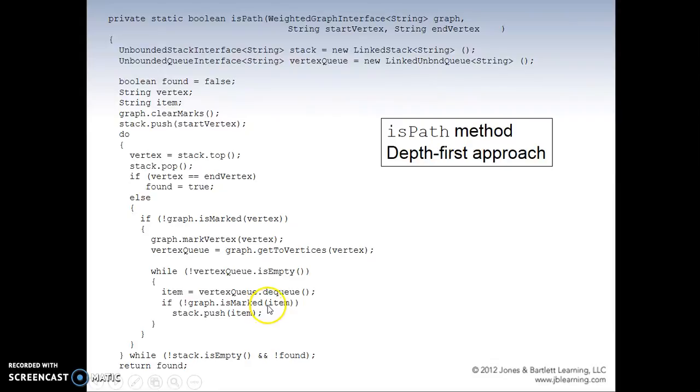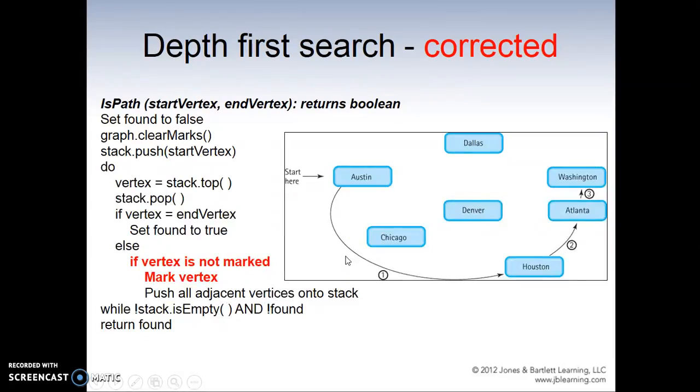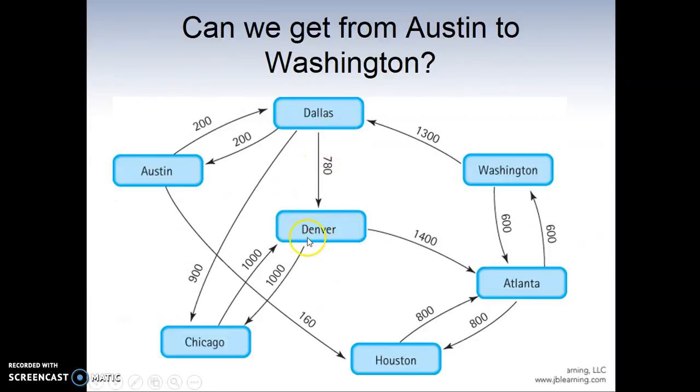So we check whether Dallas is marked. If it's not marked, then we push Dallas onto the stack. So Dallas is now in the stack. Go back to the top. Vertex is now Dallas. We pop Dallas out. Does vertex equal end vertex? No, Dallas is not equal to Washington. We do the else again. We check if we already marked Dallas. No, we didn't, so we mark it as visited. Now get the adjacent vertices of Dallas. We can get Denver and Austin.